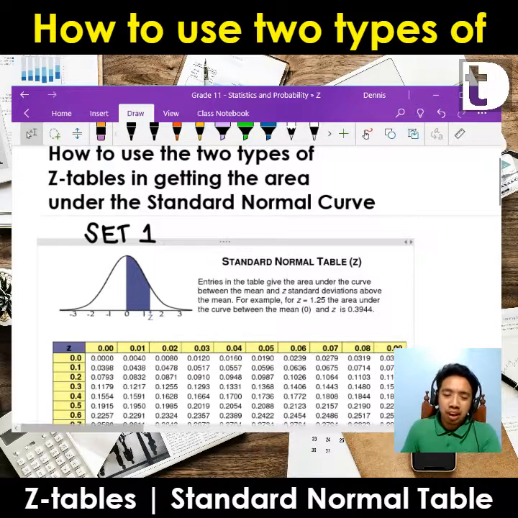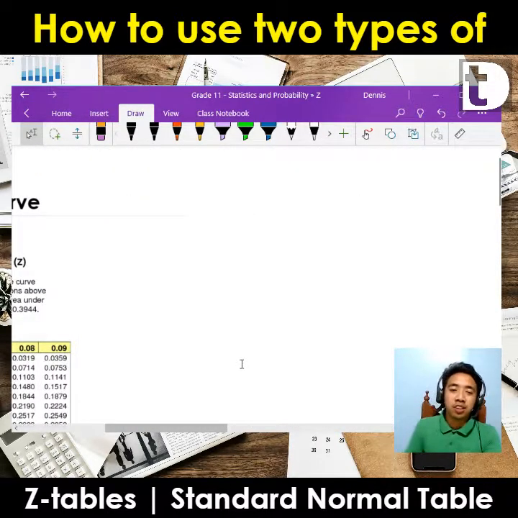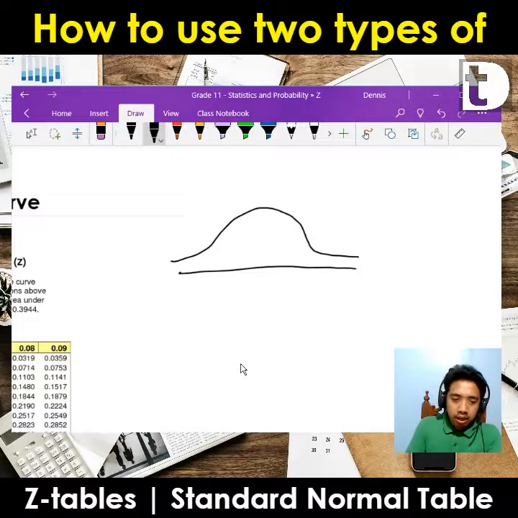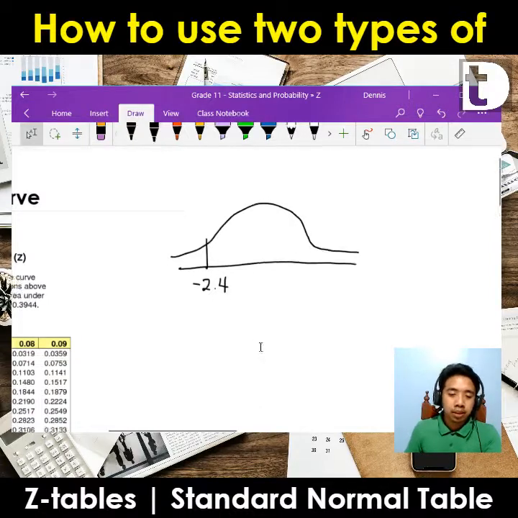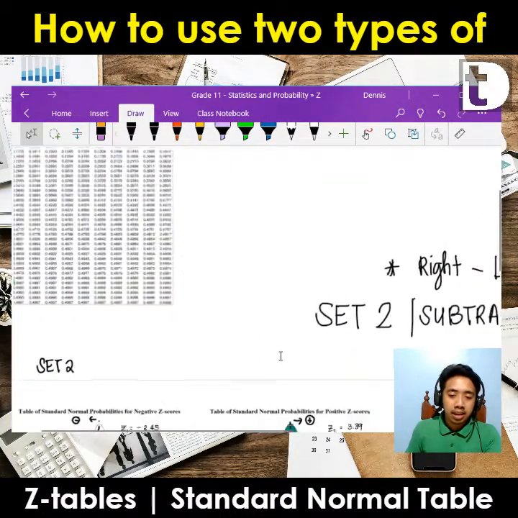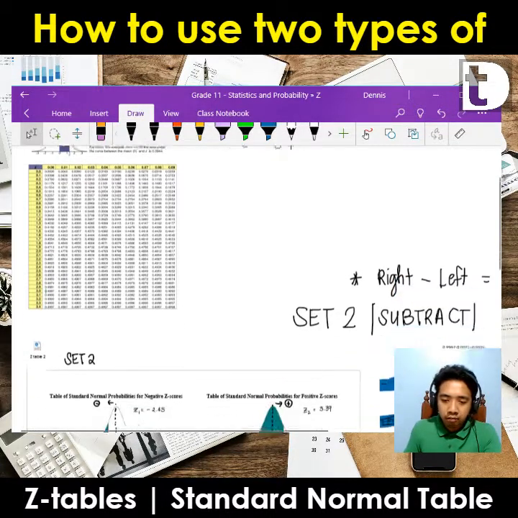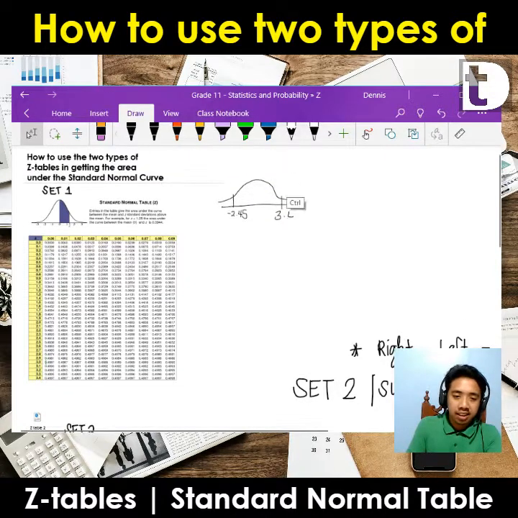Okay, so let's redraw. Let's just draw it so that you would appreciate. Our z1 is negative 2.45. And the other z-score is positive 3.39. Is it 49? No, it's 39. Okay, so it's positive 3.39.